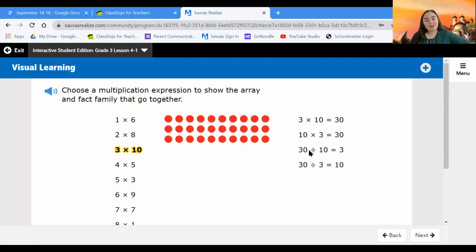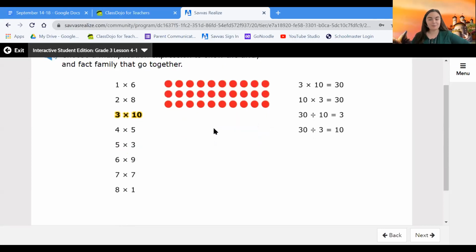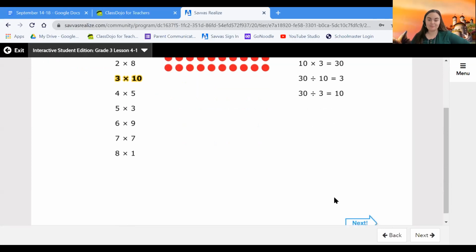But we also have the division fact families here, okay? So that would be 30 divided by 10 is 3, or 30 divided by 3 is 10. Okay, we're going to be adding those to our definitions in our notebooks as well here in a moment. But thinking about the fact families here, how these guys are related to one another based on the numbers.